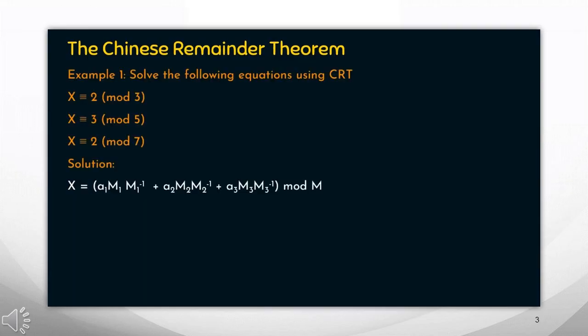Basic form of CRT. Suppose we have a set of equations like x ≡ a1 mod m1, x ≡ a2 mod m2, and so on. If all the moduli m1, m2, ..., mn are pairwise coprime, CRT guarantees a unique solution modulo the product M = m1 * m2 * ... * mn.